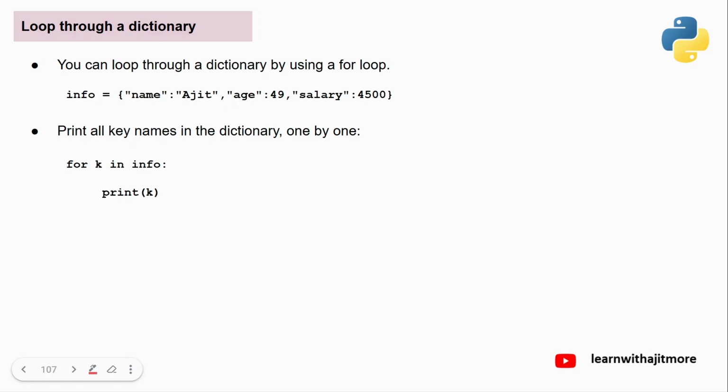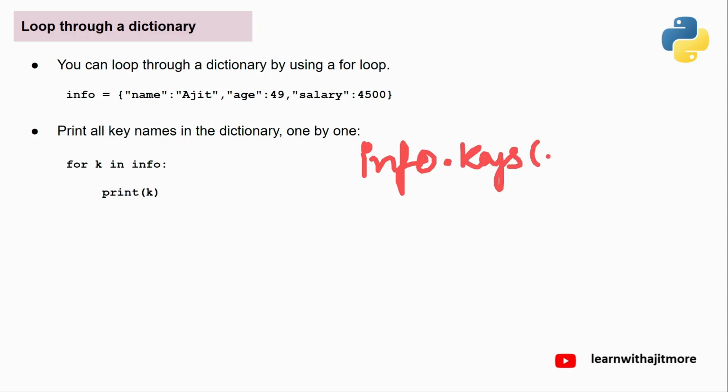Okay, and there is another way also. There is one method called keys. If you write like this, info dot keys. Now, what does this info dot keys return? It will also return one iterable. One more iterable will come of type dict underscore keys. Dict underscore keys is also an iterable, remember. And in that iterable, only the keys part will come.